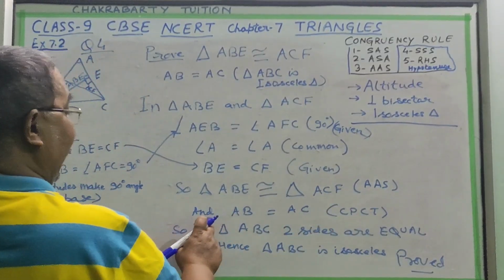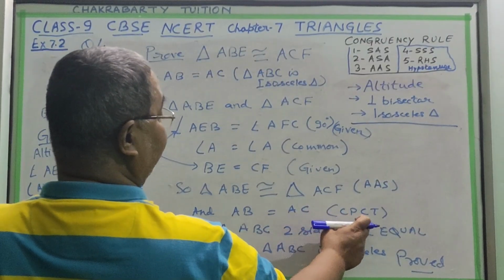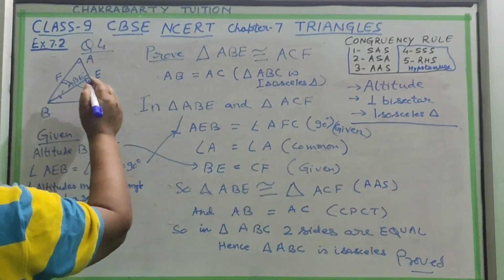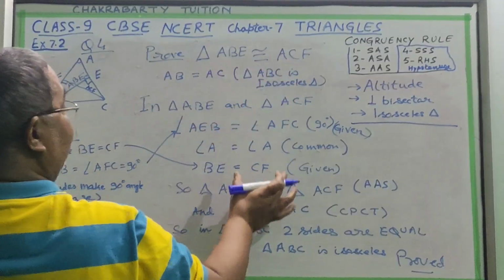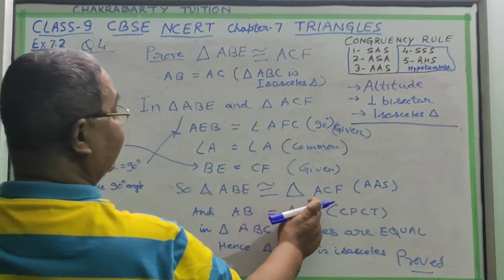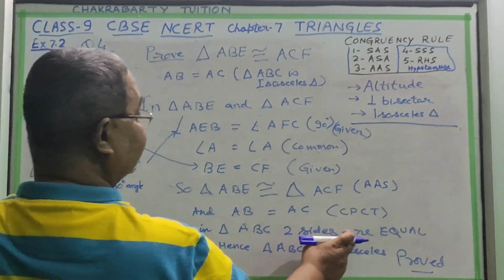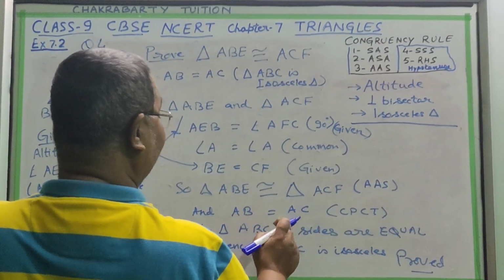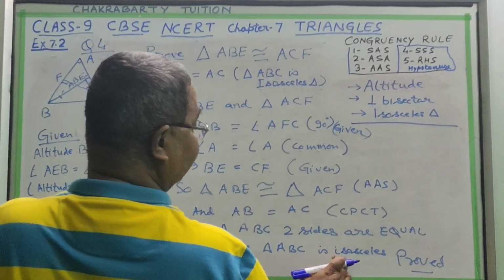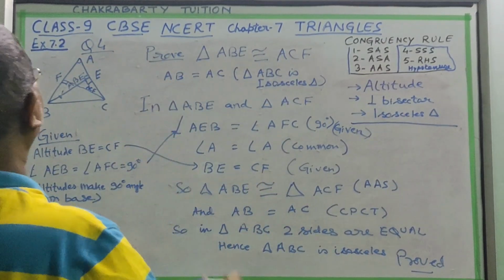Okay. So AB will be equal to AC because of corresponding parts of congruent triangles. When both the triangles are congruent, its side AB and its side AC will be equal. So in the full triangle ABC, two sides are equal, AB and AC. So triangle ABC is an isosceles triangle. It is proved. Isosceles means two equal sides. So this question is proved.